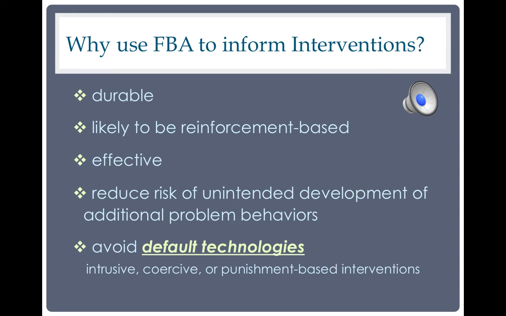Why should we use functional behavior assessment to inform interventions? FBA is more durable, more likely to be reinforcement-based, and more effective than regular trial and error procedures. FBA also reduces the risk of unintended development of additional problem behaviors by addressing reinforcing functions of problem behavior. Also, FBA helps us to avoid using default technologies with our students. Default technologies is a term referring to the use of intrusive, coercive, or punishment-based interventions.